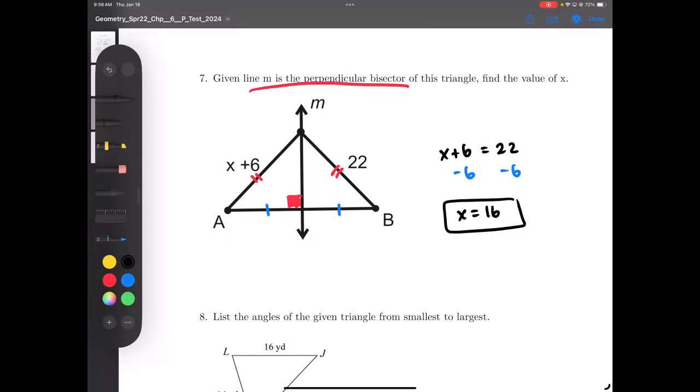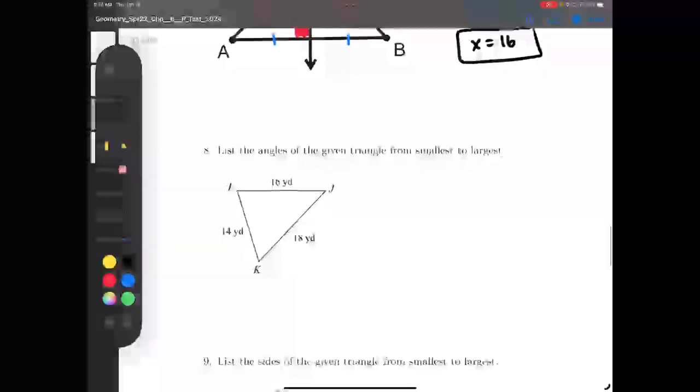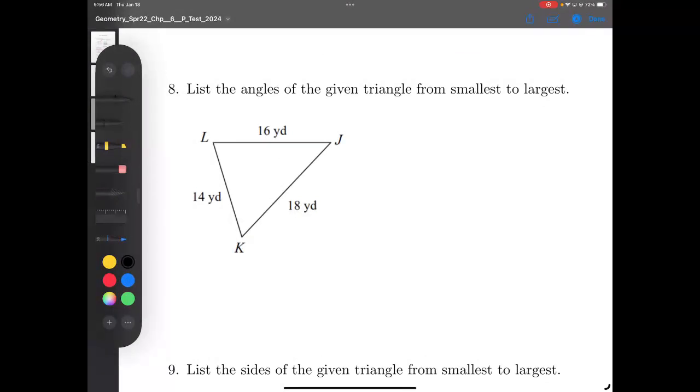What's next? 8. 8? Okay, this is what we did yesterday. You want to tell me what's the relationship? Didn't we do this on Tuesday? Forgot. Oh yeah, it was on Tuesday.